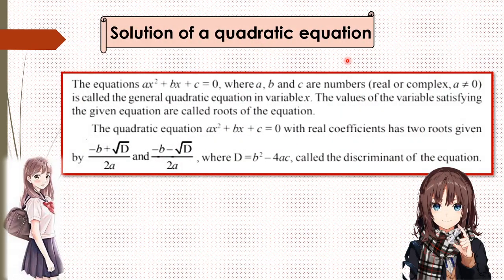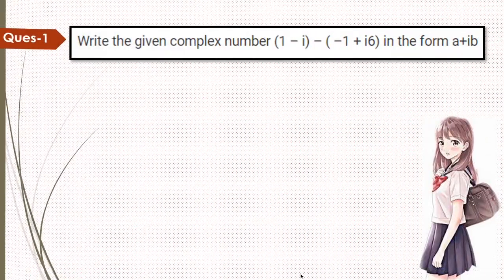Solution of a quadratic equation. The equation ax square plus bx plus c equal to 0. This is, students, nothing new for you. You know very well how to find a solution of a quadratic equation. We have learned and done in class 10th. So there is a quadratic formula to find the zeros or the roots or the solution of a given quadratic equation. And here is the formula where d is equal to b square minus 4ac is called the discriminant.